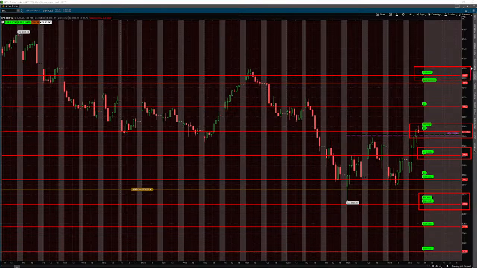And then there's the call wall at the 4,065 strike, and remember it dropped down yesterday, and that is also the collar strike for the JP Morgan collar that expires on March 31st.